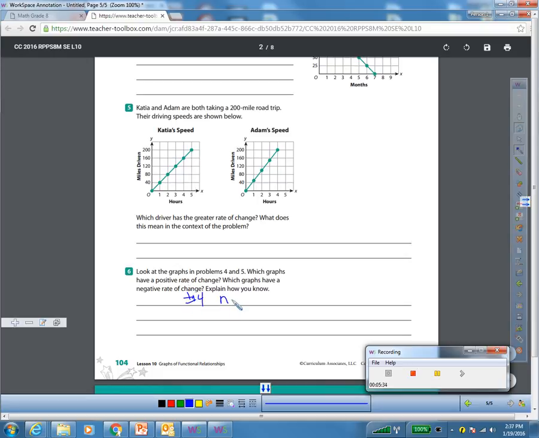I'm going to abbreviate here. So problem 4 is negative. And you'd explain that here. And then problem number 5, if you look, since the distance in miles driven is increasing, we're looking at speed here, that would be a positive slope because both graphs are going up, and you would explain why it's positive here.